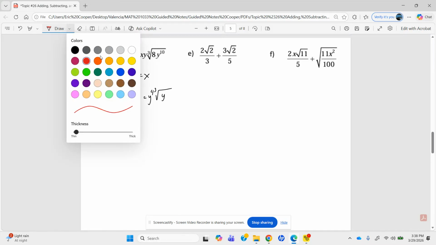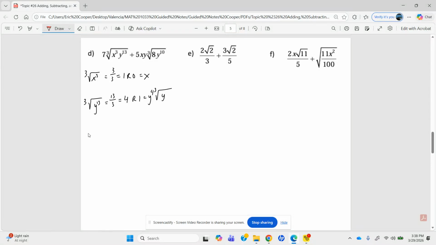Including the 7 that I already had outside, I have a 7, an x, a y to the 4th, and then a cube root of y here. For the 5xy, we'll just look at the cube root of 8 and the cube root of y to the 10th.